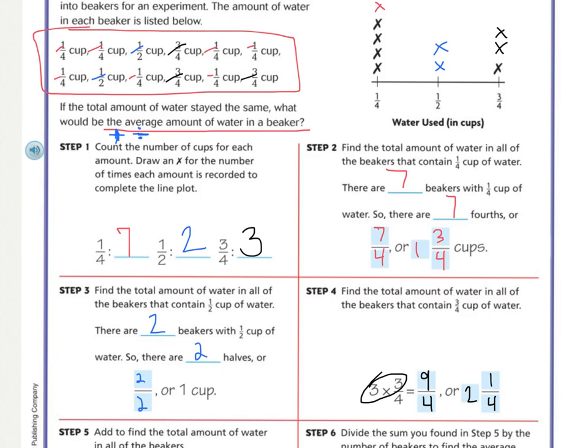Okay, so for step 3, you should have counted up 2 and then multiplied 2 times 1/2, and ended up with 2 over 2, which is the same thing as a whole. So that's 1 cup. And then for step 4, there were 3 x's, 3 data points, so we did 3 times 3/4. And I just circled these because remember when you multiply a whole number times a fraction, you multiply the whole number and the numerator only, keeping the denominator. So you end up with 9/4, which reduces down to 2 1/4.